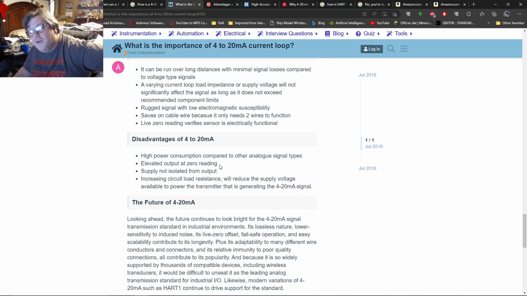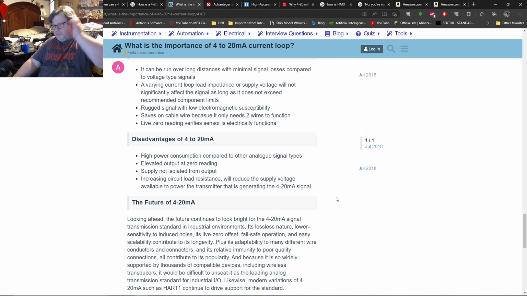Elevated output at zero reading. Supply not isolated from output. Increasing circuit load resistance will reduce the supply voltage available to power the transmitter that is generating the 4 to 20 milliamp signal. You don't want that.